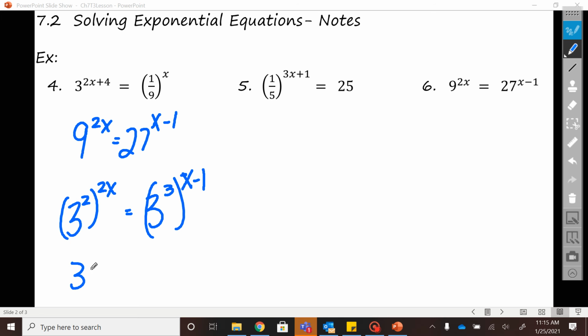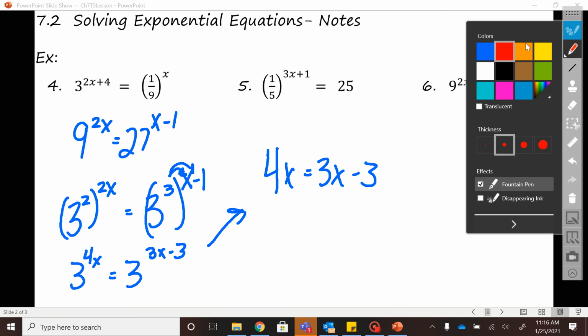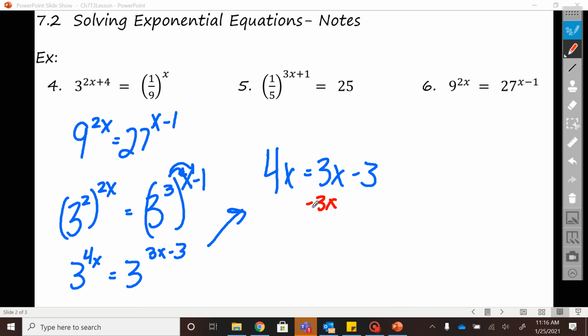All right, so this is 3 to the 4x equals, and remember we have to distribute because they're being multiplied, so this is 3x minus 3. And now we can set the exponents equal to each other. So 4x equals 3x minus 3. Minus 3x. So x is equal to negative 3 for number 6.